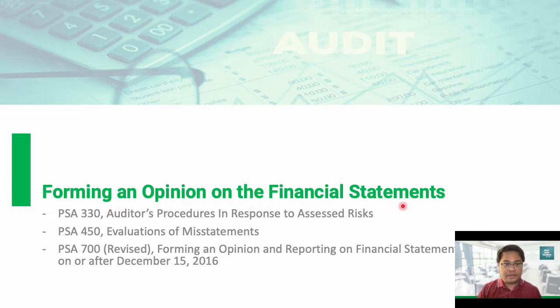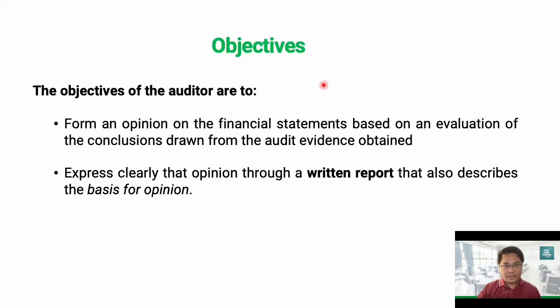For this part, our references include PSA 330, auditor's procedures in response to assessed risks. We have PSA 450, evaluating misstatements, and PSA 700, forming an opinion and reporting on the financial statements, on or after December 15, 2016. So this one is quite recently modified or updated as far as our standard is concerned. So we go to the objectives. Our objective in this part of the audit. This is the final or last phase of our audit process.